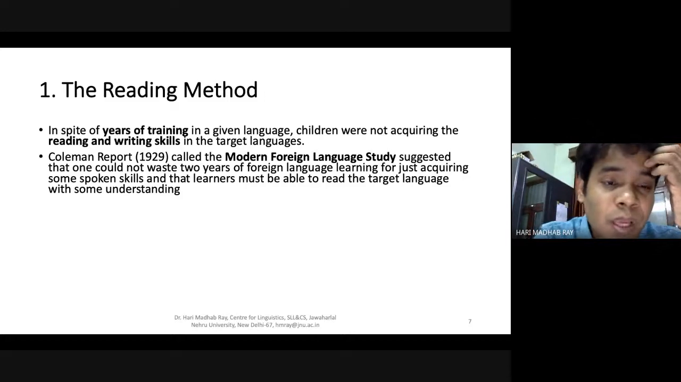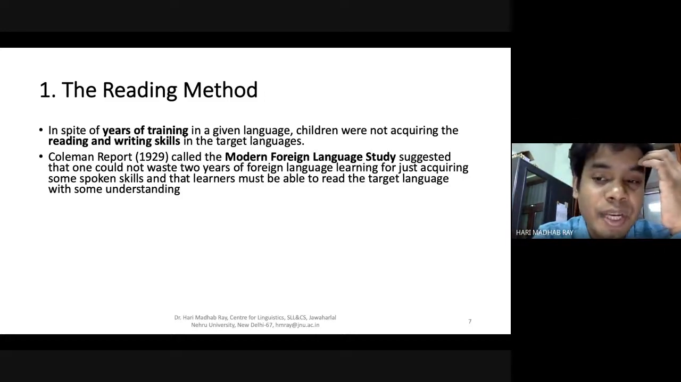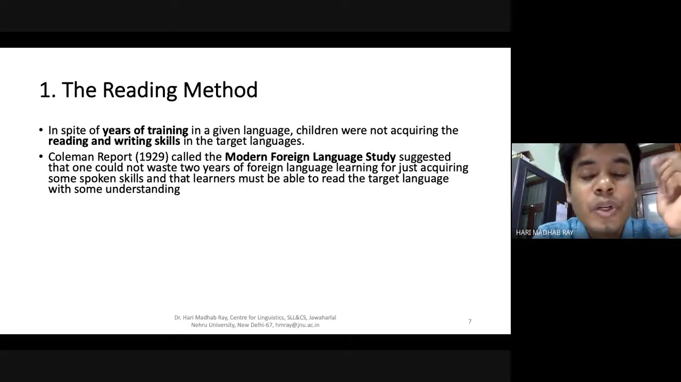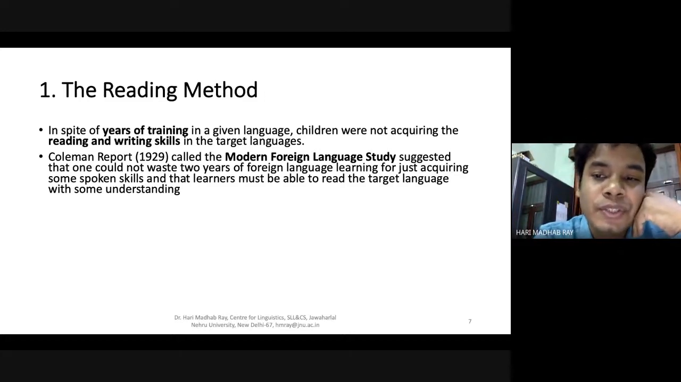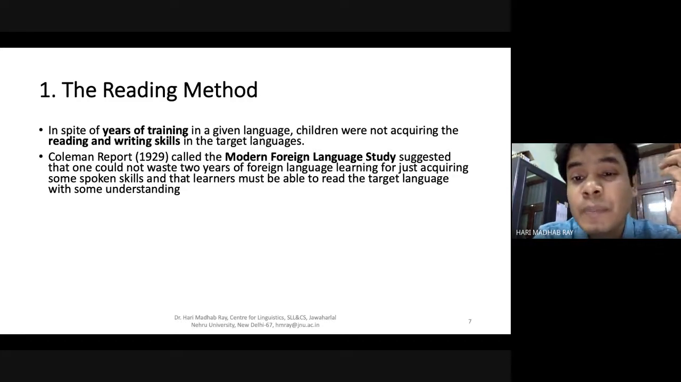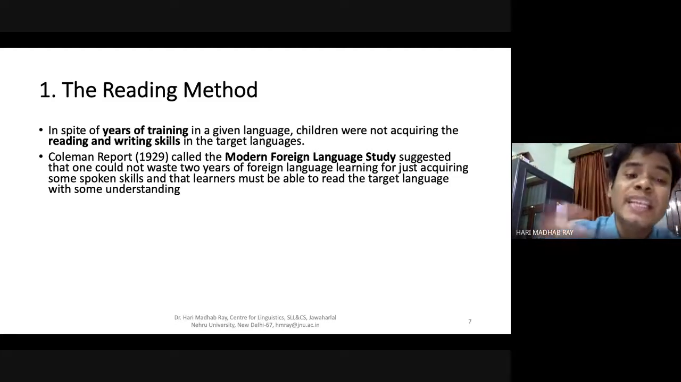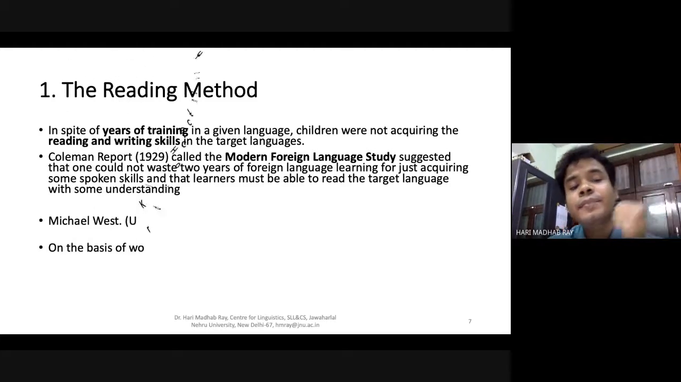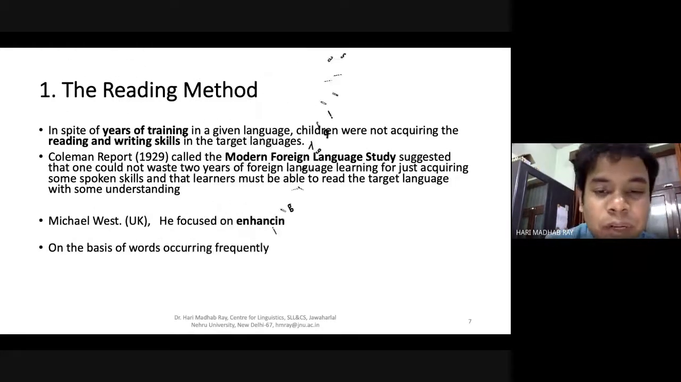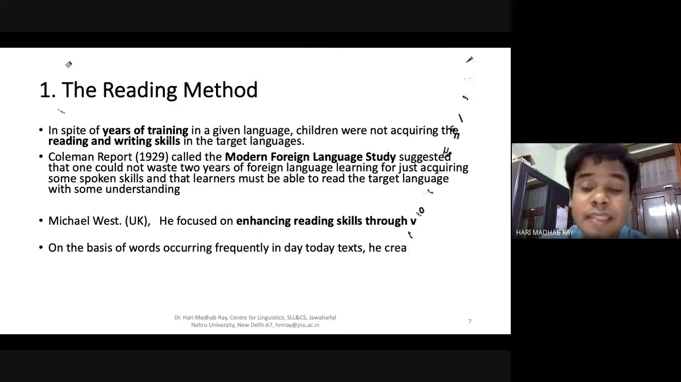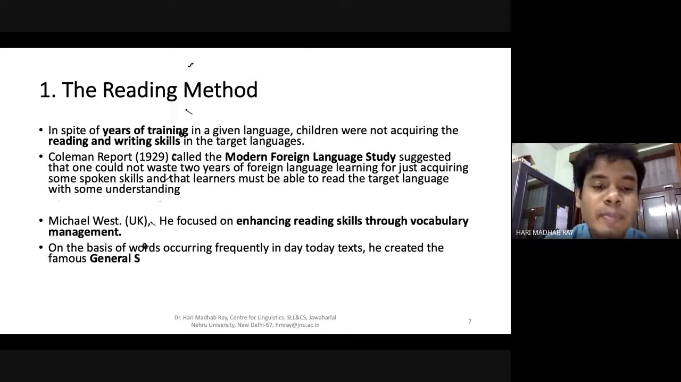So the Coleman report of 1929, called the Modern Foreign Language Study, suggested that one could not waste 2 years of foreign language learning for just acquiring some spoken skills, and that learners must be able to read the target language with some understanding. So they have to read as well. So this is the Coleman report 1929. And Michael West focused on enhancing reading skills through vocabulary management.